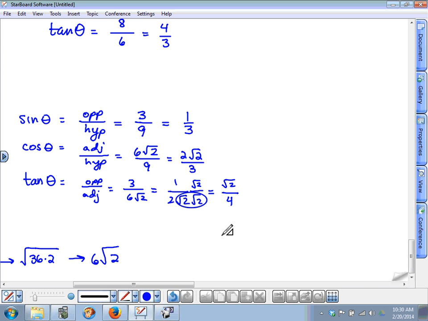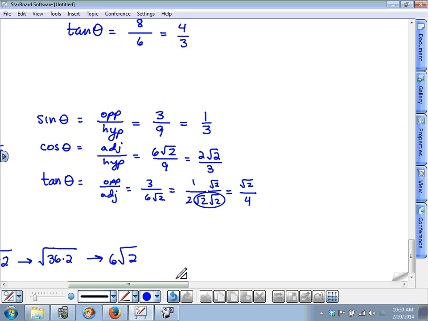We can't simplify it any further because we can't mess with this 2 once it's underneath the square root. Once the number's underneath the square root, you really can't do anything with it. If you're simplifying fractions, you have to leave this alone.